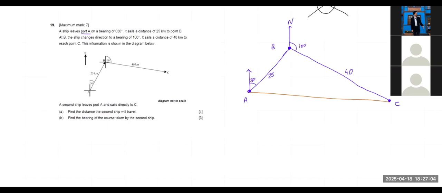What does that mean? What are we trying to look for? Which part of the triangle? The length from A to C. Exactly. We're trying to find the length of AC. Good. Now, how do we do that?